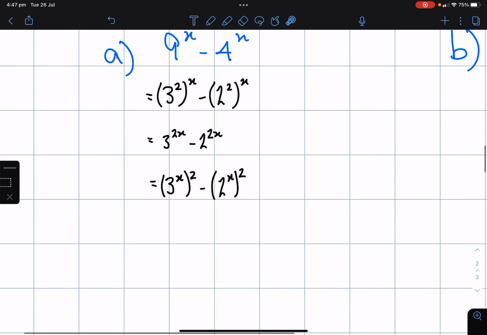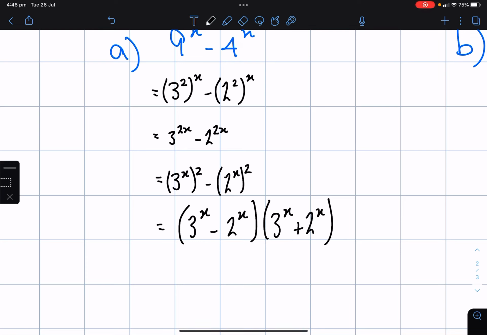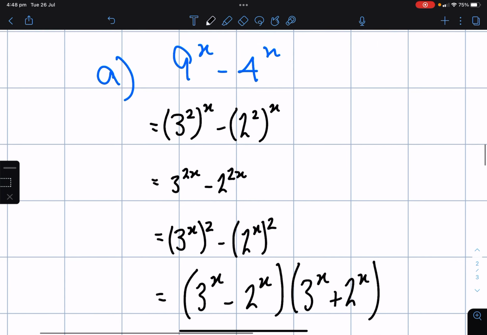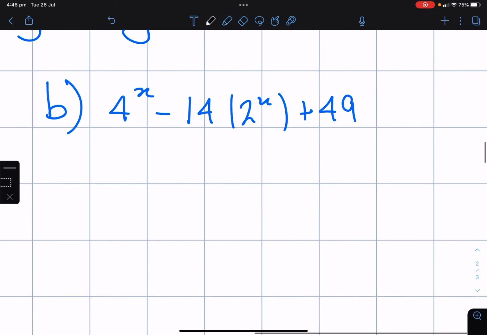So if we go back down to our example, this actually factorizes into 3 to the power of x, take 2 to the power of x times by 3 to the power of x plus 2 to the power of x. Okay, so see how spotting these patterns is really important. Now, what we can do, we can always jump straight from this step to this step, all right? Or if you're really clever, you can jump from this step all the way to this step, okay? However, it is really important that you understand the process. All right, let's have a look at this question.